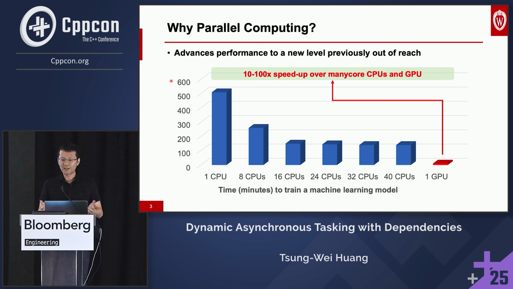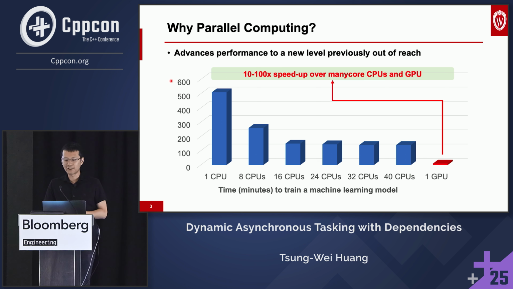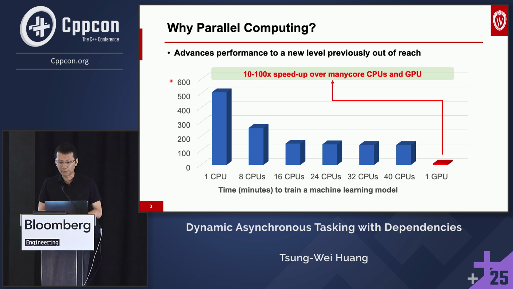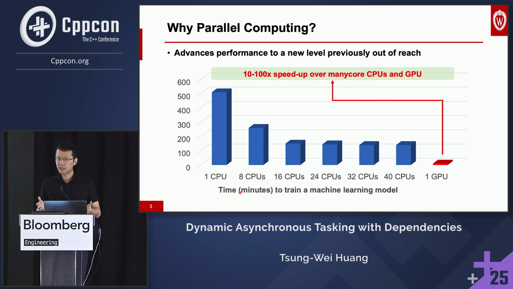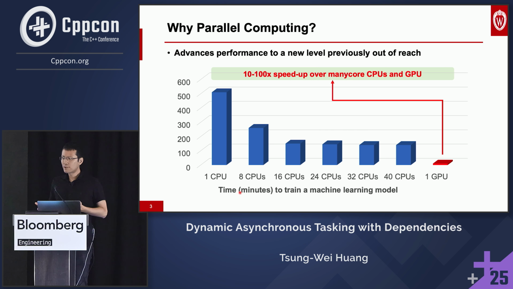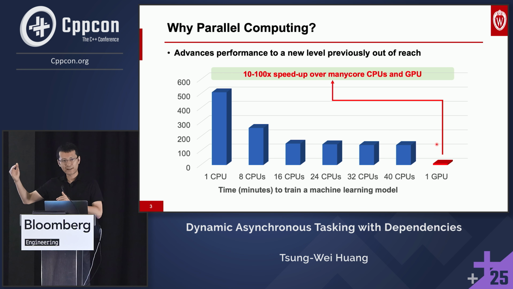You probably already know parallel computing has advanced many of our application performance to a new level that was previously out of reach. For example, if you want to train a machine learning model, using 40 CPUs, you can get a 10x speedup. With one GPU, you can bring another 10x speedup.